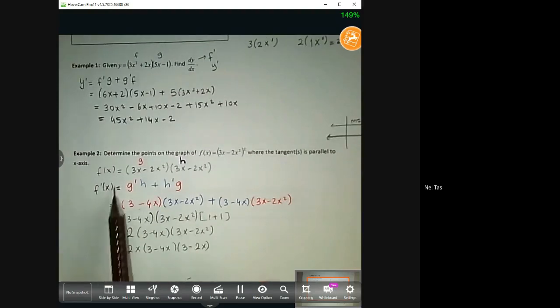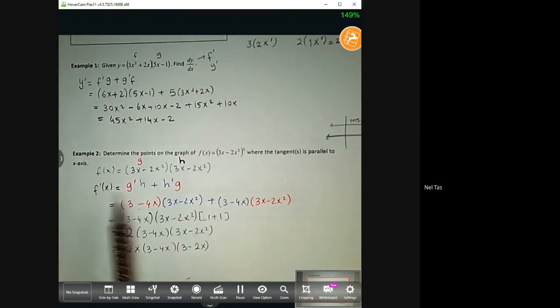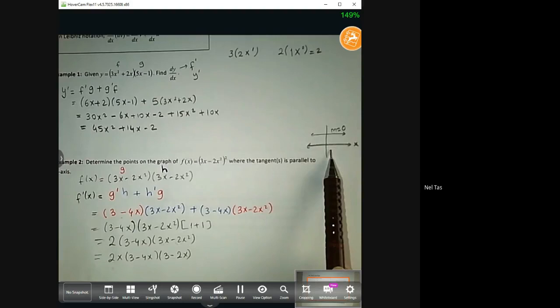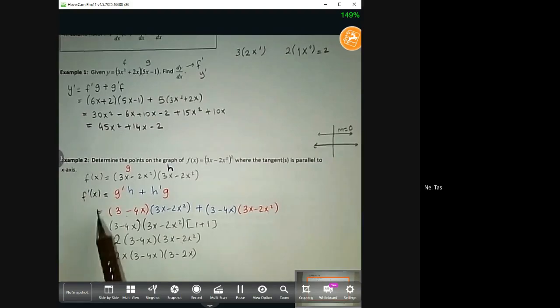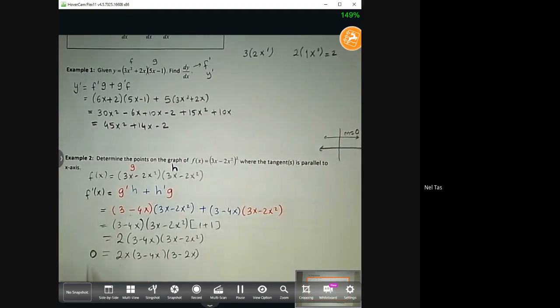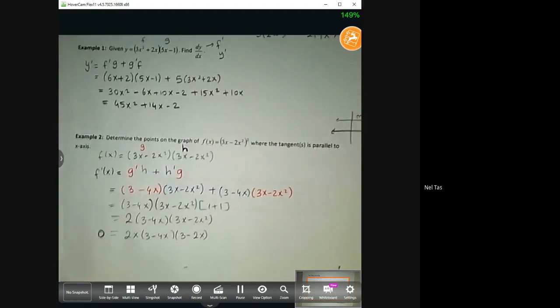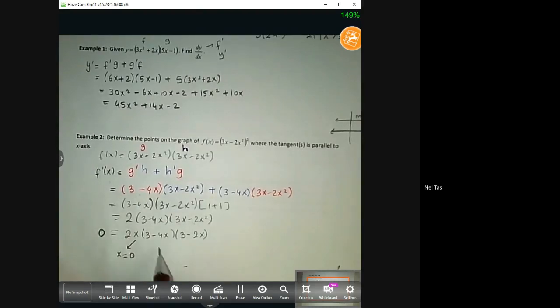This derivative function gives the slopes of all the tangents. And we want tangents that are parallel to the x-axis, which means we want tangents that have a slope of 0. Therefore, we will substitute 0 for the derivative and solve for x. Everything is in factored form, so we can quickly find the x values. This will give you 0. That will give you 3 equals 4x, x equals 3 over 4. And this will give you 3 equals 2x, x equals 3 over 2.